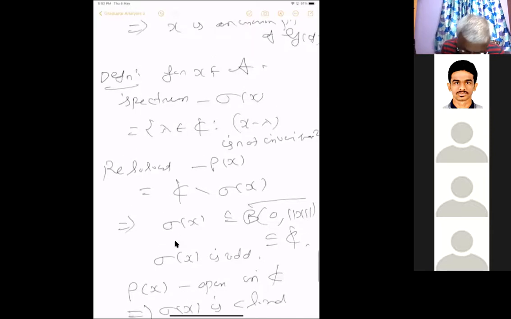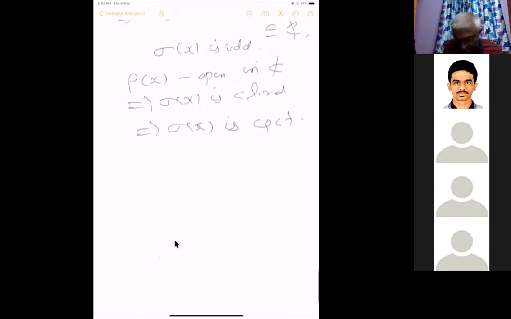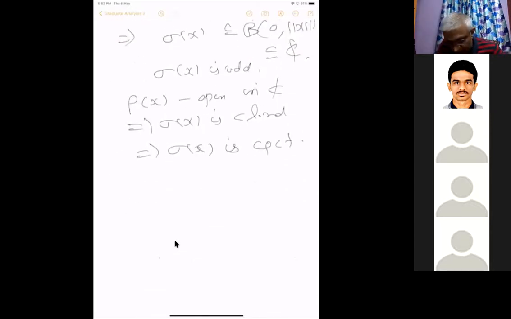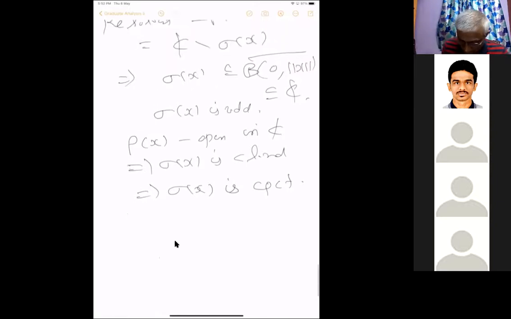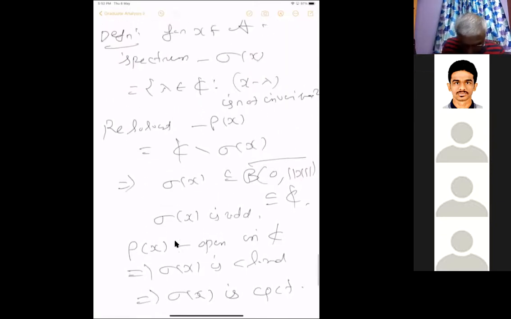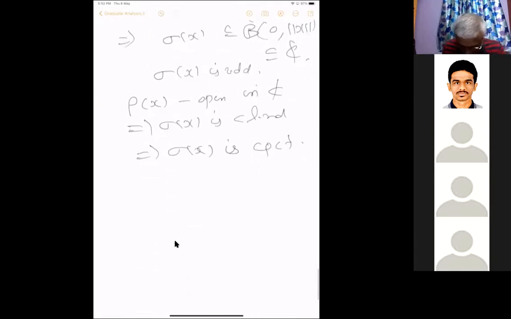Okay, so then we want to prove sigma x is actually non-empty. Sigma x is bounded, which is clear. Sigma x is closed because the complement is open, and so it's compact. We want to prove it's actually non-empty. To prove that, we need something.